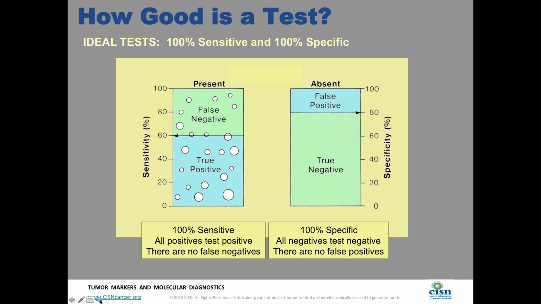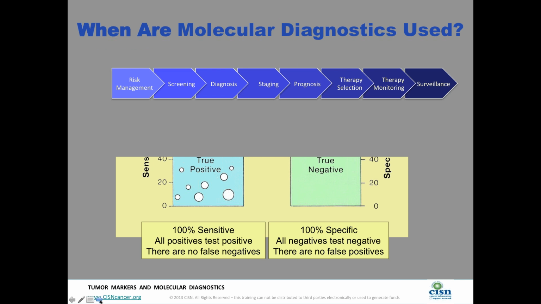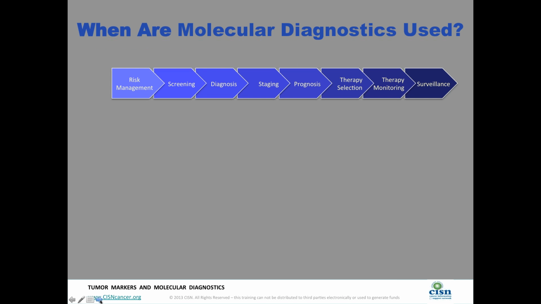I've got some little things down here. A good test should be almost 100% specific, so that it should never say that there is cancer when there isn't. False positives from non-specific tests can lead to more tests, or over-treatment or under-treatment of things. 100% sensitive means that all positive tests will test positive, and there'll be no false negatives, so you will never get a negative if they're positive. 100% specific is that all negatives test negative and there's no false positives.